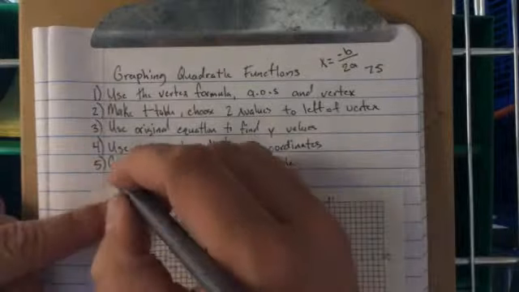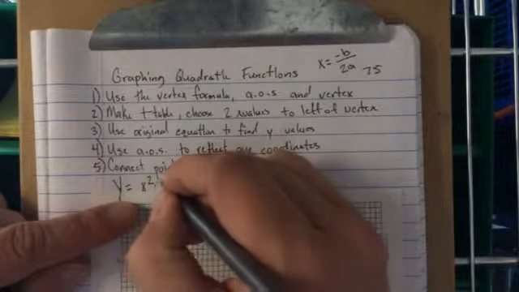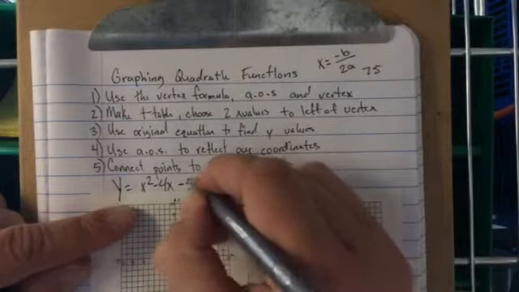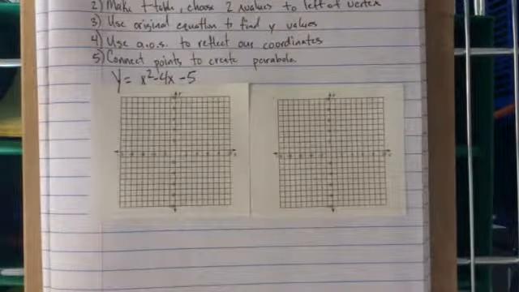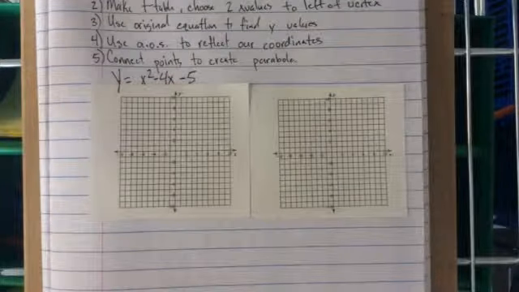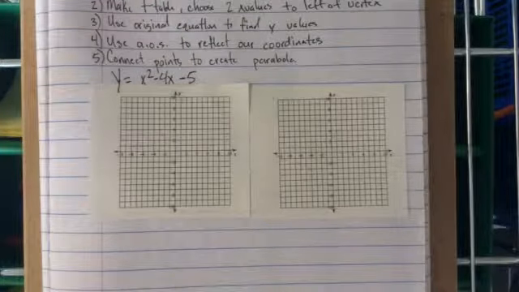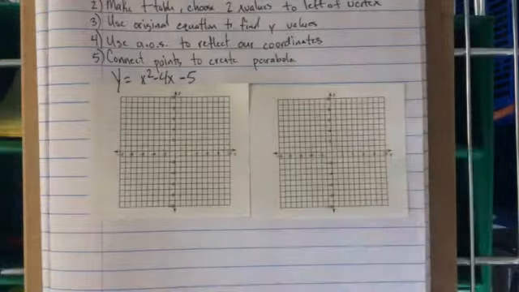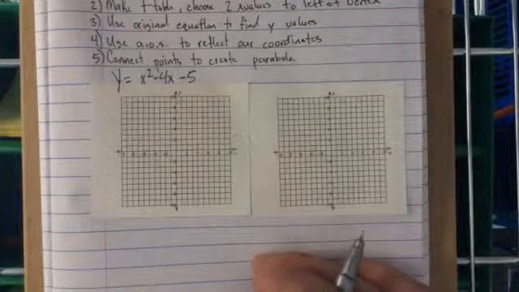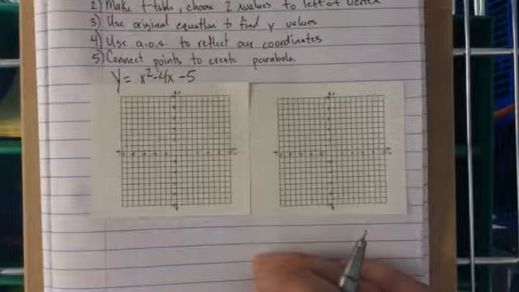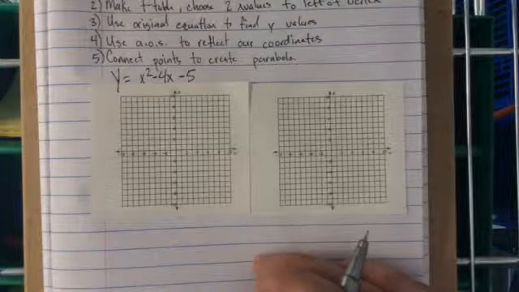So our first example, the equation we're going to work with is y equals x squared minus 4x minus 5. So that is our first equation we're working with. Y equals x squared minus 4x minus 5. And now we're going to do what? What's our first step? What do we need to find? We need to find our axis of symmetry and our vertex, and we do that how?